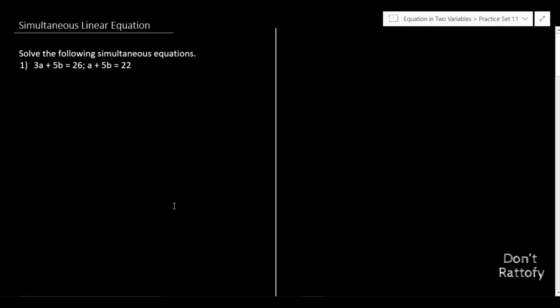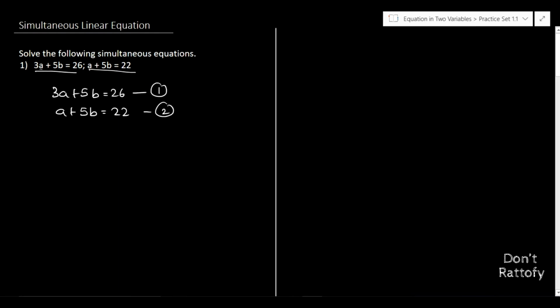In other terms, what we are going to do is convert equation in two variables to equation in one variable, and as you have learned in your lower standards, similarly we'll solve the equation in one variable. Let's try to understand how to convert two variables into one variable by elimination method. I have two equations, 3a plus 5b is equal to 26 and a plus 5b is equal to 22. I'll write the equations down. So I have 3a plus 5b is equal to 26 and a plus 5b is equal to 22. This is my equation 1 and this is my equation 2.